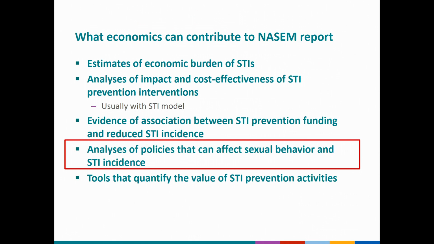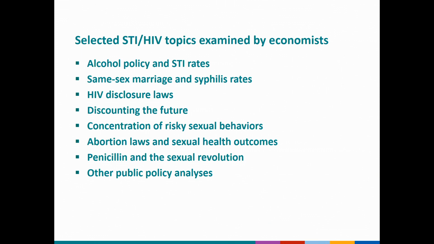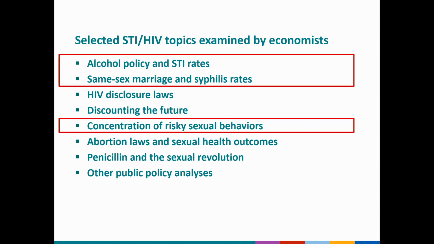What is, to me, most interesting that economists have contributed to STIs is analyses of policies that can affect sexual behavior and STI incidence. And I did a review a few years ago called Sexonomics, where I talked about STD studies in the economics literature. And one of the key themes of these studies is that the cost of risky sex can affect the demand for risky sex. And there's a lot of these topics. Some of these were included in the review, and some have come since then. And I won't go through all of these today, but I will just go through a few of these: alcohol policy, same-sex marriage, and concentration of risky sexual behaviors.